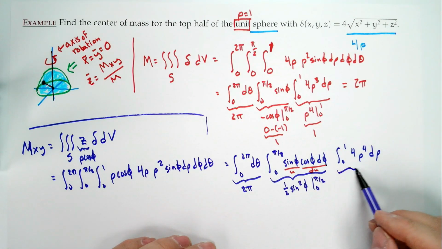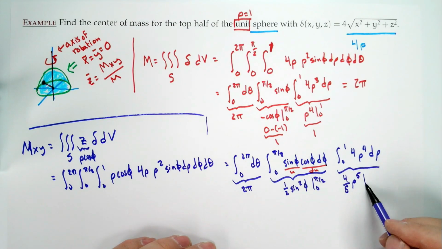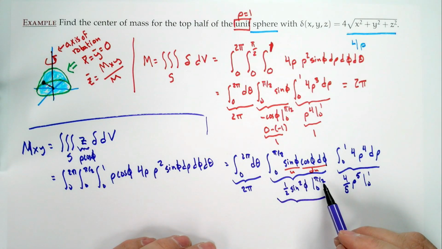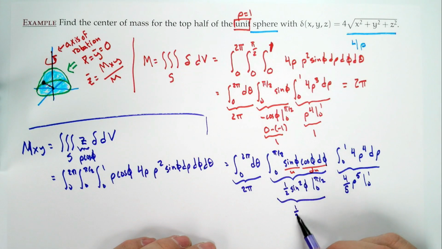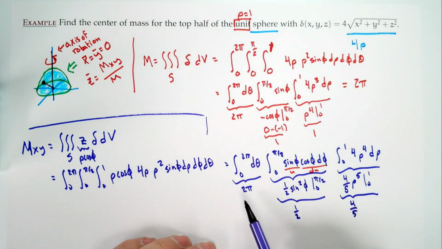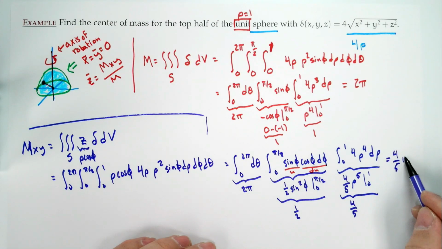And the last integral, that's not so bad. That's 4/5 rho to the 5th, evaluated from 0 to 1. So from here, plug in pi halves. Sine of pi halves is 1. Sine of 0 is 0. So this becomes a half. And here, plug in 1, you get 1 times 4/5. Plug in 0, you get 0 times 4/5. So you get 4/5. So what do you end up with? Well, 2 pi times a half is pi, times 4/5 gives us 4/5 pi.